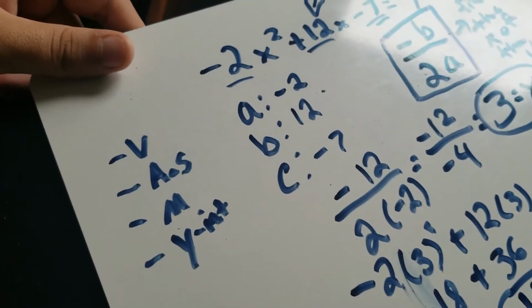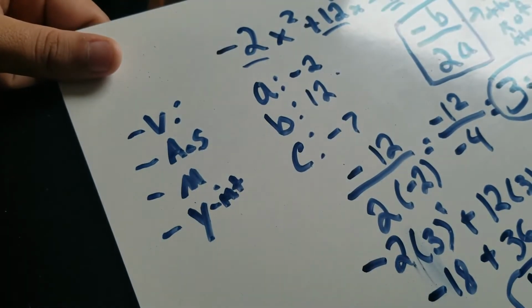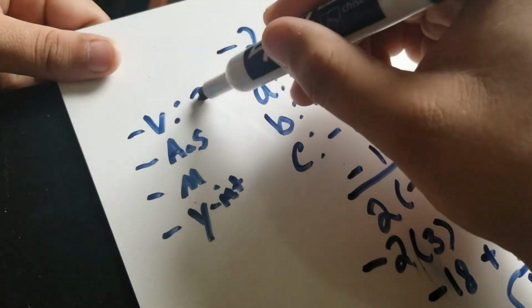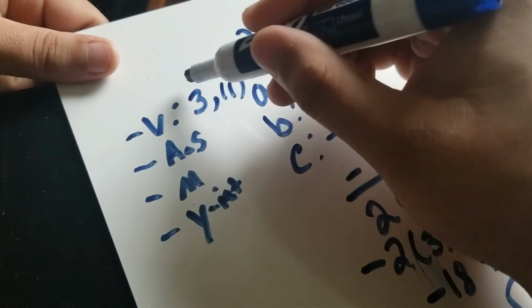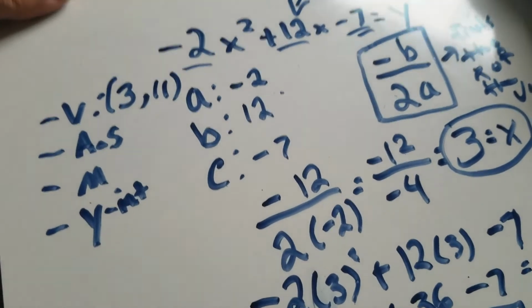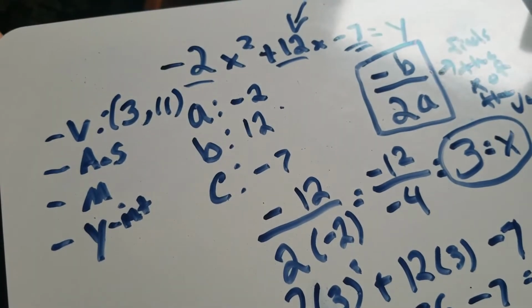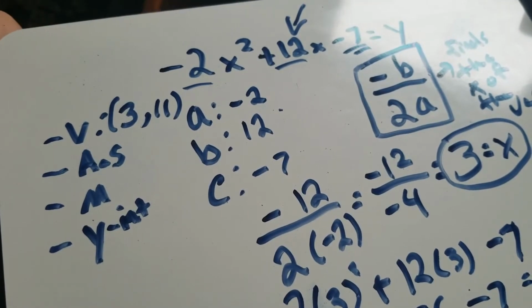Your vertex is a point. So the first thing we just found is our vertex, which is 3, 11. Now you're thinking, Mr. Tobel, we just did 4 steps to find the vertex. It feels like it's going to be a lot to find the other things. Well, lucky for you, it's not that hard.